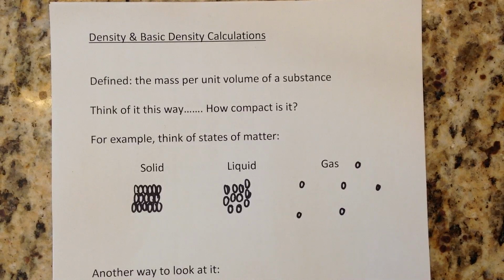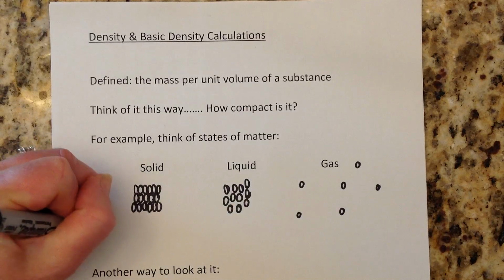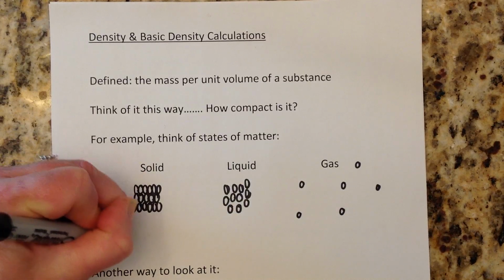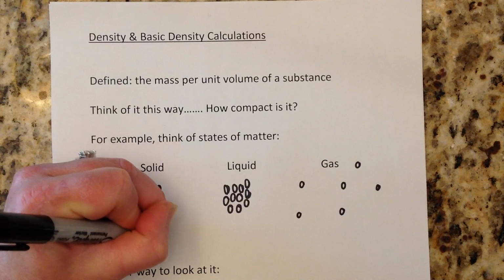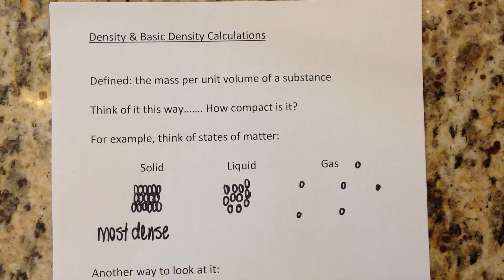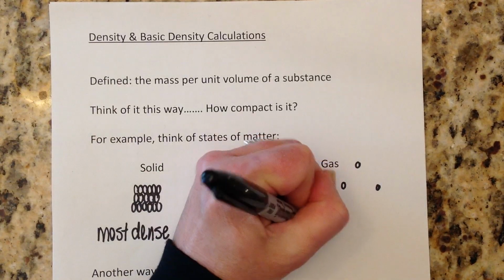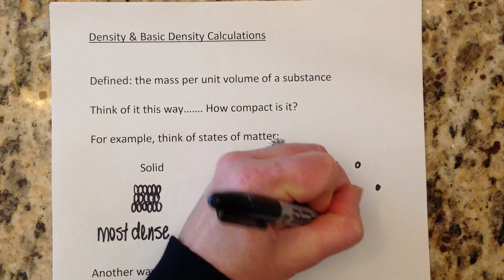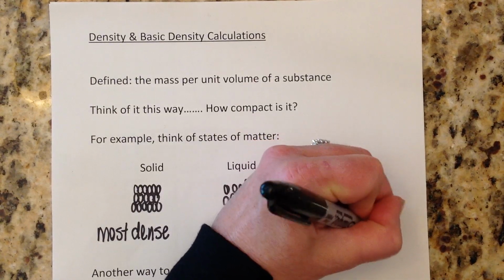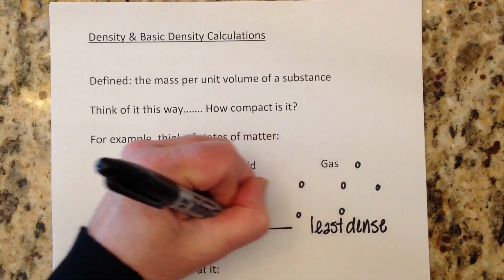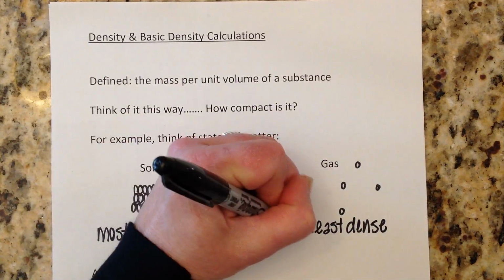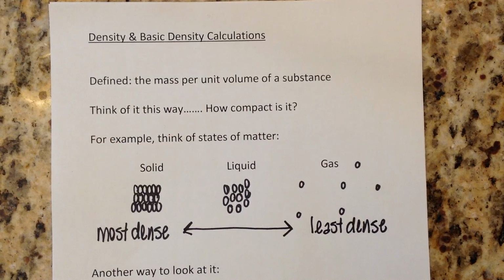Now, because of the way these particles are packed together, we know that solids are the most dense state of matter. And we know that gases would be our least dense. And we know that liquids would fall somewhere in between. So if you can think about the concept of states of matter in regards to how tightly packed the particles are together, that will help you understand density.